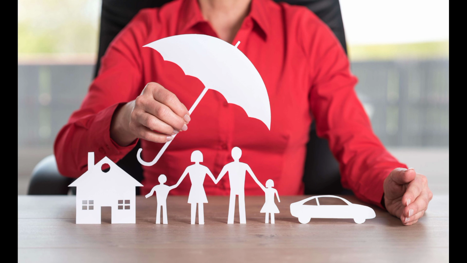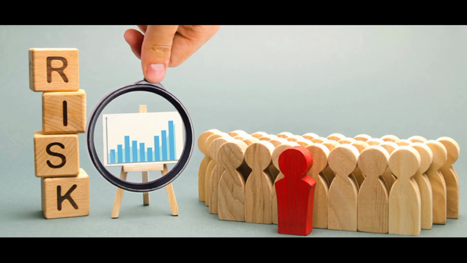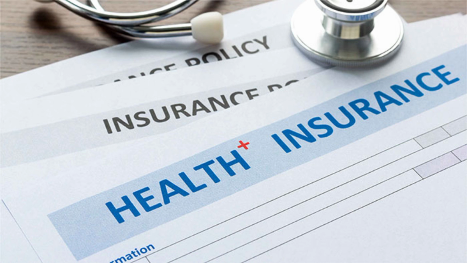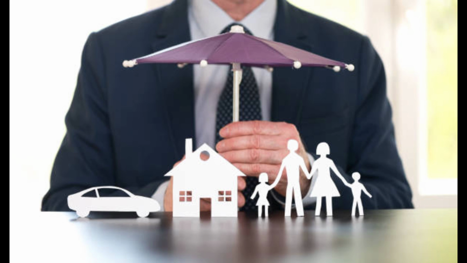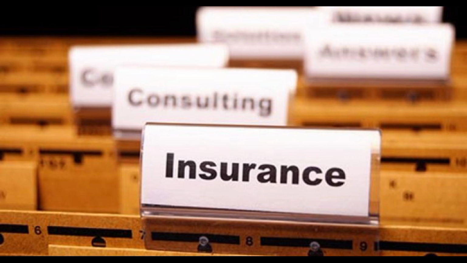Variable universal life. With variable universal life insurance, the policyholder is allowed to invest the policy cash value in an available separate account. It also has flexible premiums and can be designed with a level death benefit or an increasing death benefit.